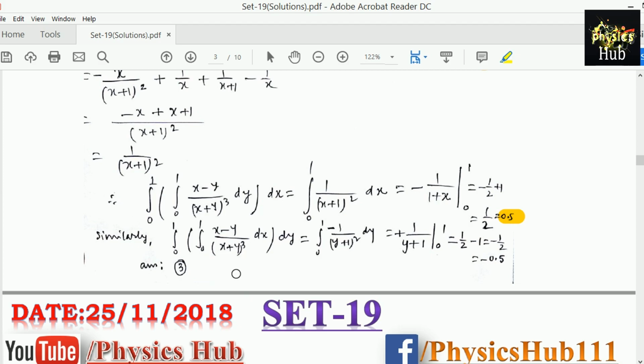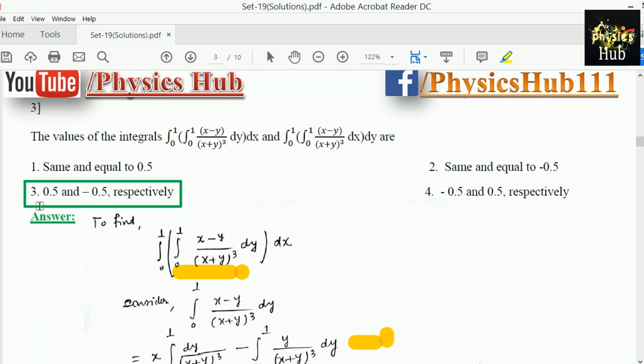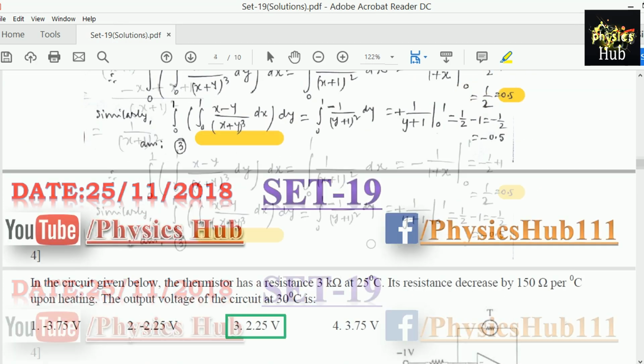So from this integration you will get minus 1 by (y plus 1) whole square for this bracketed term, and dy is there. So we just integrate it and we got minus 0.5. So it is matching with option 3, 0.5 and minus 0.5 respectively.